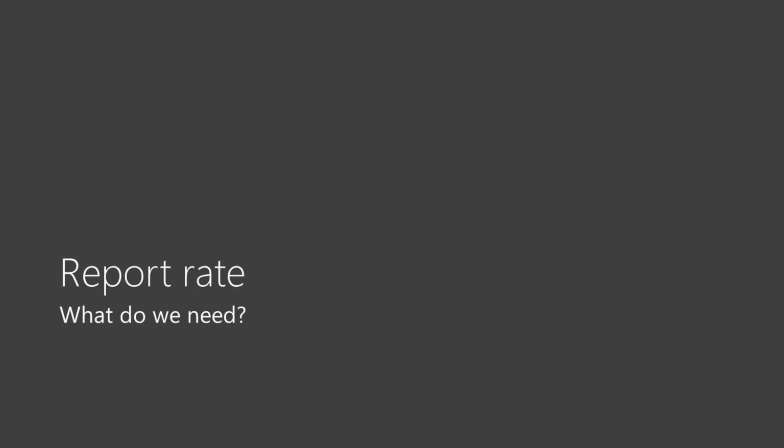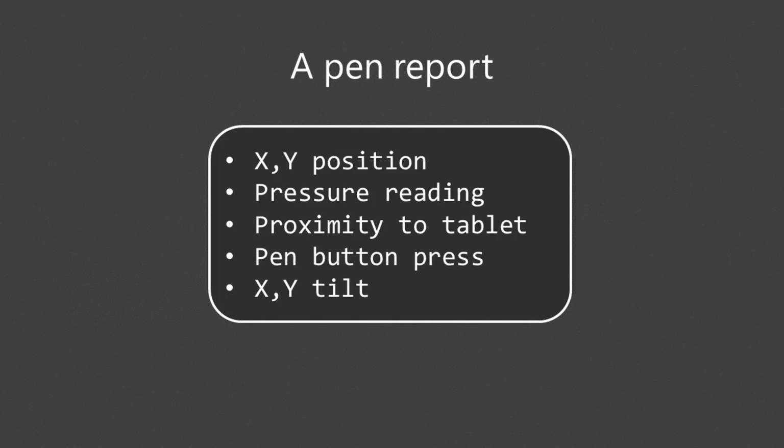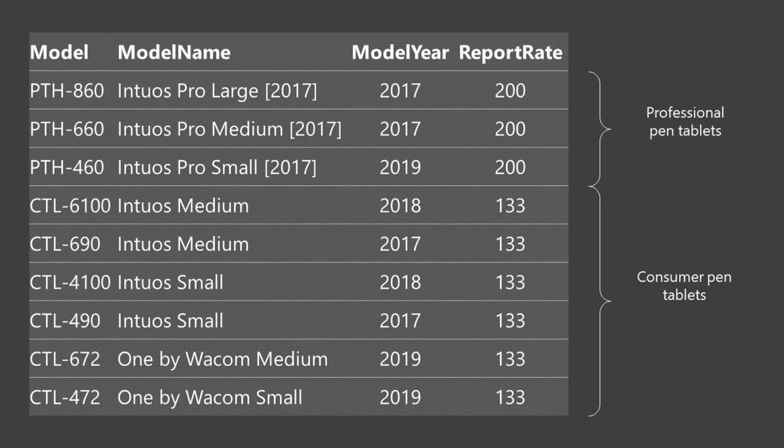Now let's look at report rate. Typically, a tablet is sending pen data to a computer at around 100 to 200 times a second. That information includes the pen position, tilt, pressure, the status of the buttons, etc. Tablet specs, especially when comparing across tablet manufacturers, are kind of a controversial topic. So I'm going to focus on a single brand, the leading brand of tablet out there, which of course is Wacom. Since 2017, Wacom has released 9 pen tablets, for which they have published the report rate data.